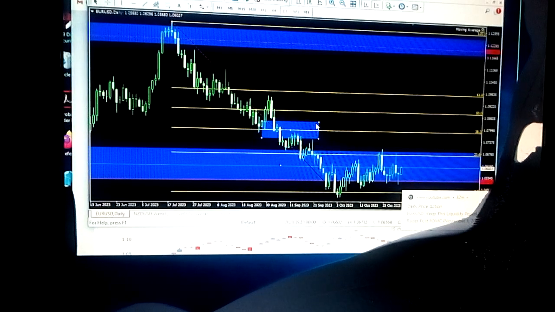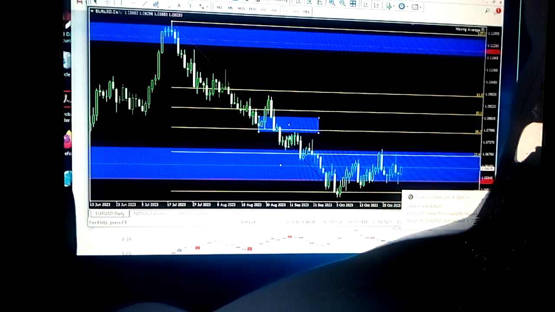You can see this little one, it rallied a little bit, came back, and broke. This is what we normally call the breakup candle. So it broke. This was the breakup candle. Then it started rallying down.